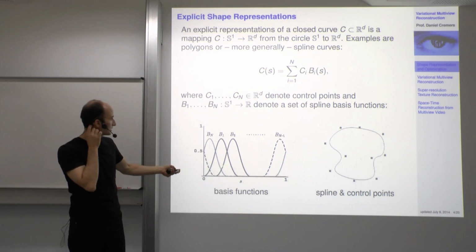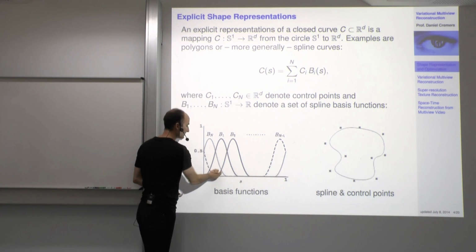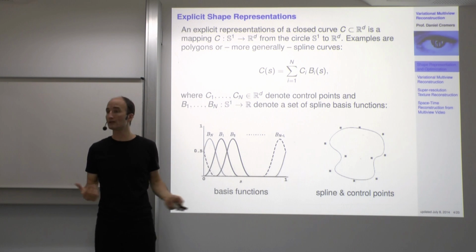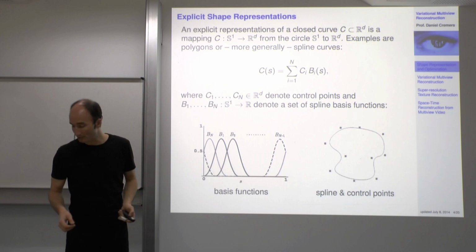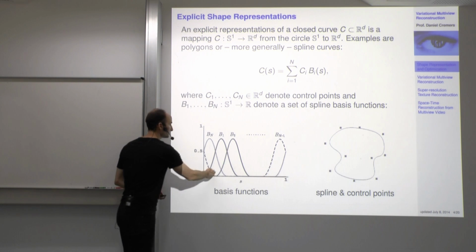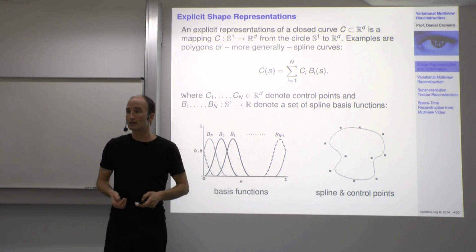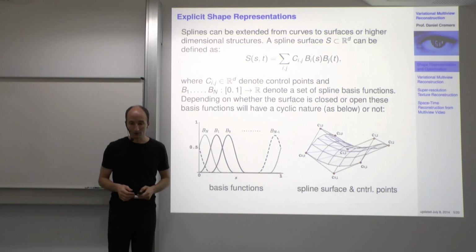And if you use these kinds of quadratic B-spline functions, so these are piecewise parabolas, then you get a smooth curve that's differentiable. If you use just polygons, so just straight lines, piecewise linear, then what you end up with is a polygon. You can then generalize them to surfaces.